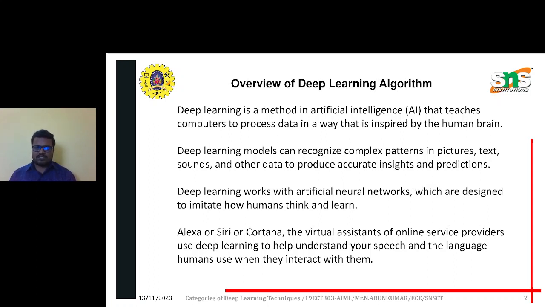In general, Alexa and Siri are voice command based service providers. They use deep learning to help understand your speech and the language humans use when they interact with them.